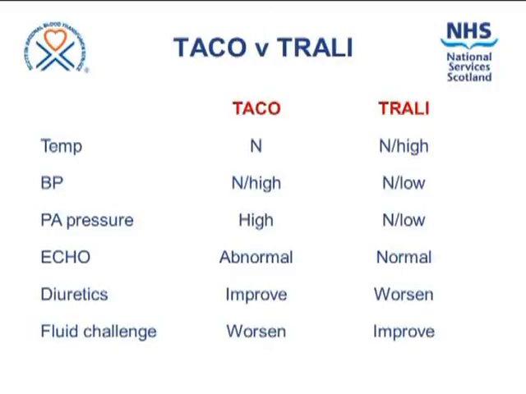It can sometimes be difficult to differentiate between TACO and TRALI. There are a number of factors that you can look at to try and tell one from the other, because management is very different. Patients with TRALI may have a temperature, but that would be very, very rare with TACO. The blood pressure would be normal or high with TACO, but normal or low with TRALI. The pulmonary artery pressure, if you're able to measure that, would be high with TACO, and the echocardiogram would be abnormal.